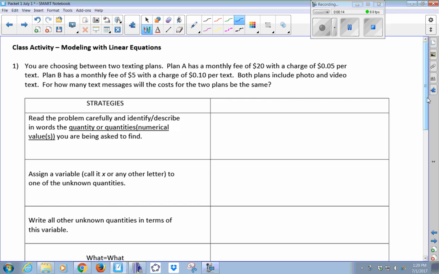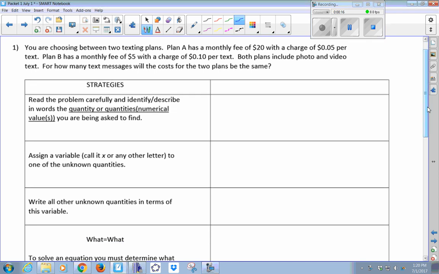We're going to have two different texting plans. The first texting plan has a flat monthly fee of $20 and then charges 5 cents per text message. Plan B has a lower monthly fee, a flat charge of $5, but they charge 10 cents per text. Both plans include photo and video text. For how many messages will the cost for the two plans be the same?